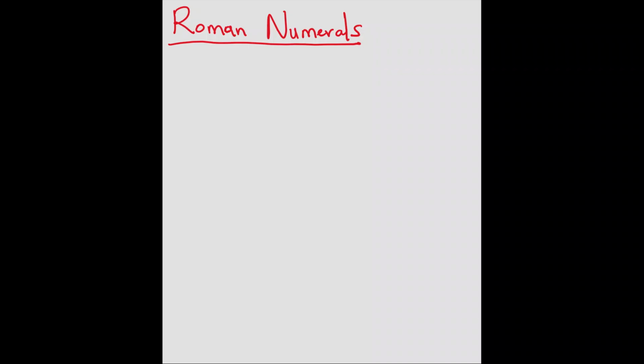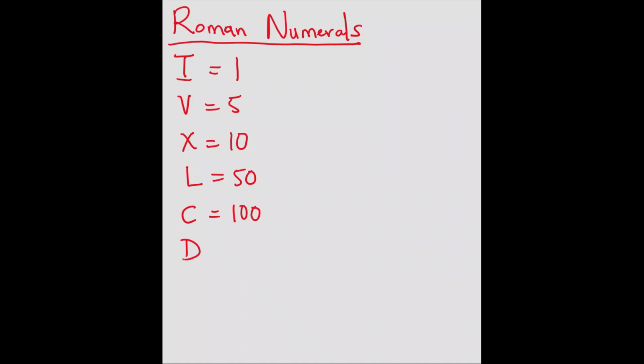So first of all, I'm going to be listing out the basic Roman numerals you need to know. The first one is I. I is 1. V is 5. X is 10. L is 50. C is 100. D is 500. And the last one, M, is 1000.